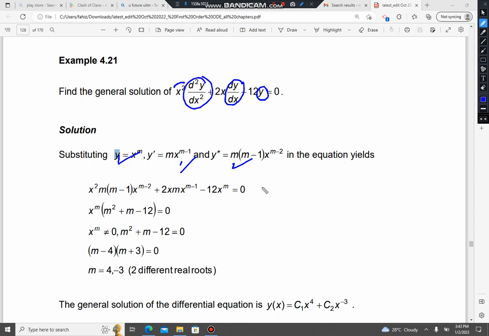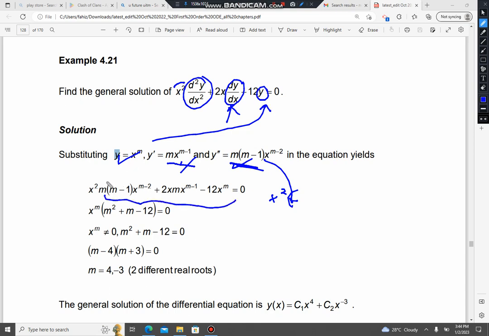So the way to substitute is the same. For x squared times d squared y over dx squared, you put in this value here. And then plus 2x dy/dx, where dy/dx is replaced with m x^(m-1), and then where y is replaced with x^m. So make sure you substitute all of this into the equation. Okay, after you substitute, you need to simplify.